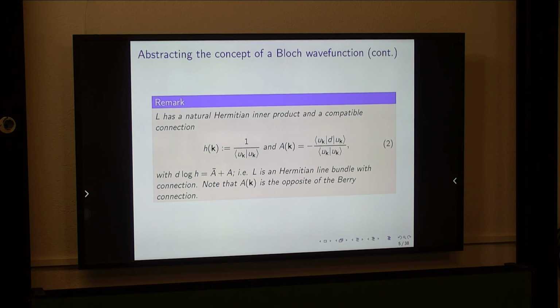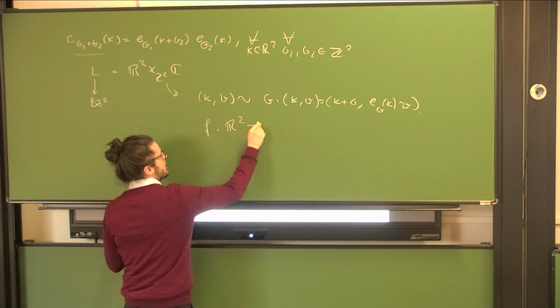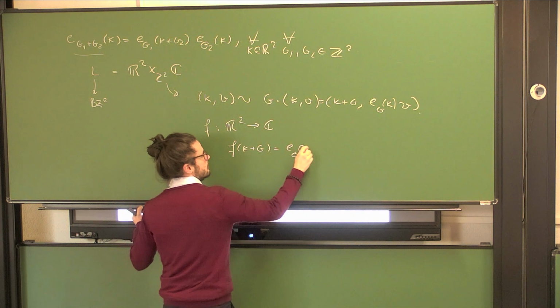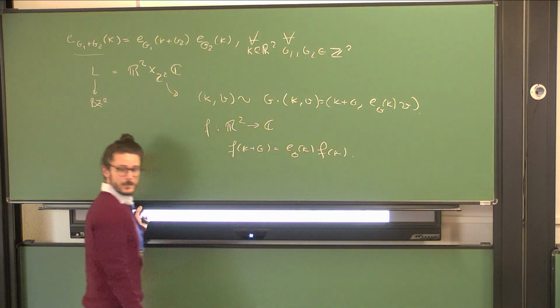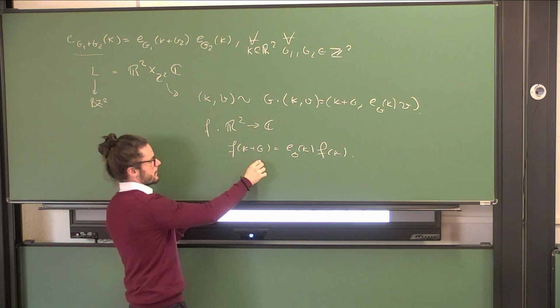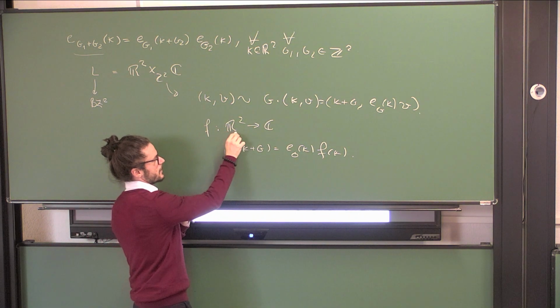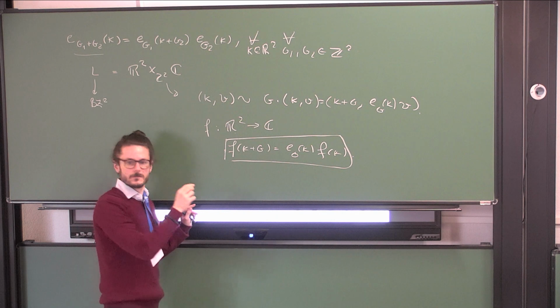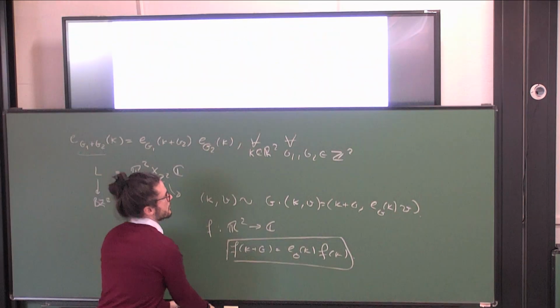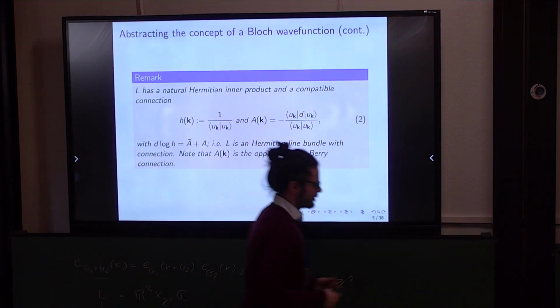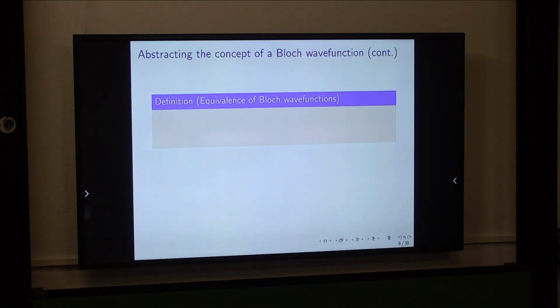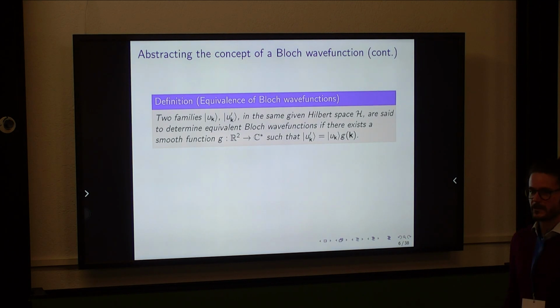So you can think of sections of L as functions from R2 to C that satisfy this relation here. Okay, this is one. So if you have a function from R2 to C that satisfies this relation here, then it determines a section of L. Okay, good. This will be important for later. Okay. Good. Okay. So now I want to introduce an equivalence relation, because I don't want to think everything is equivalent.